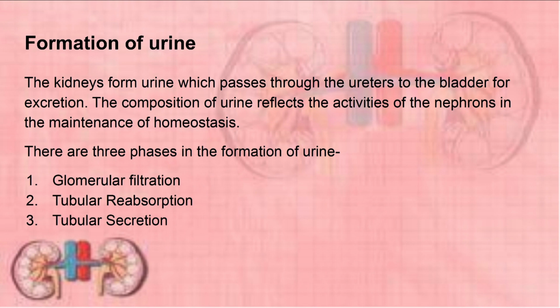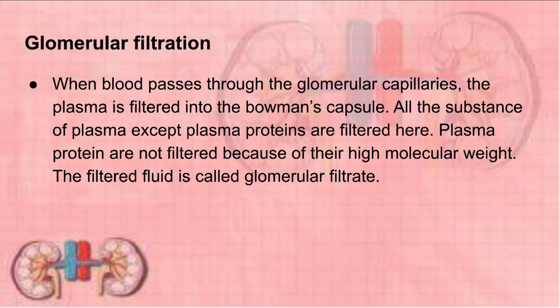Formation of urine. The kidneys form urine, which passes through the ureters to the bladder for excretion. The composition of urine reflects the activities of the nephrons in the maintenance of homeostasis. There are three phases in the formation of urine: glomerular filtration, tubular reabsorption, and tubular secretion.